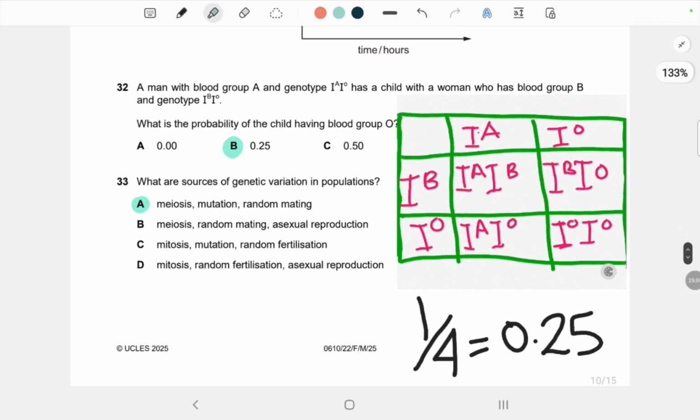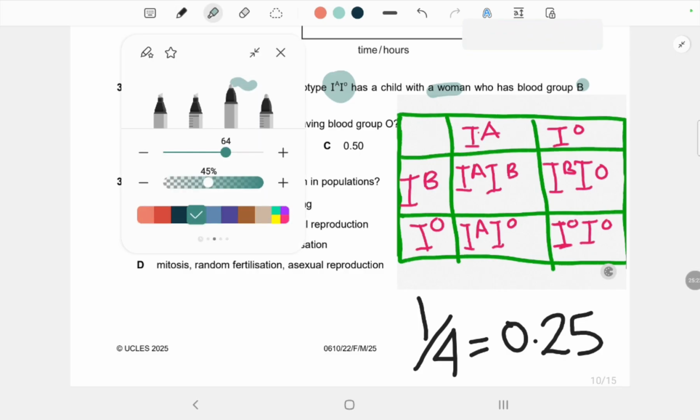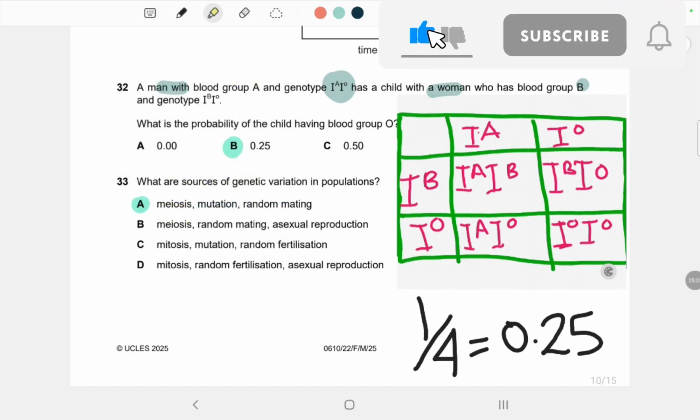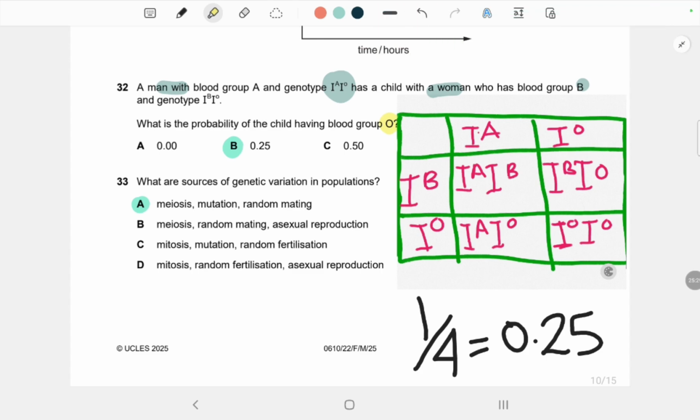Now question 32, which is really very basic in this paper, is telling you this man has blood group A, IAIO, and a woman has blood group B, which is IBIO. When I crossed these for you to understand, we can find that the probability of having a group O is only 1 over 4, which is 0.25. So the answer for this question is letter B.